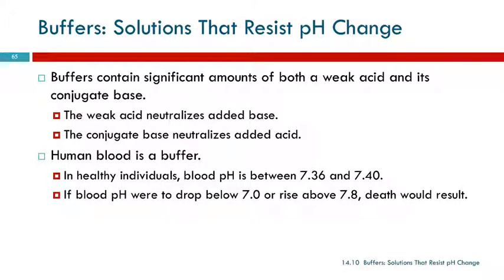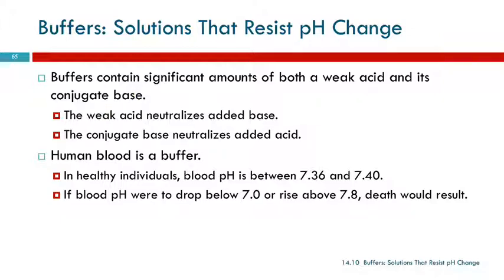Buffers are solutions that resist pH change. If you think about how we use the word buffer in everyday life, a buffer is a sort of cushion between two things, right? And so a buffer cushions pH changes. What makes a buffer is a solution that contains significant amounts of both a weak acid and its conjugate base.